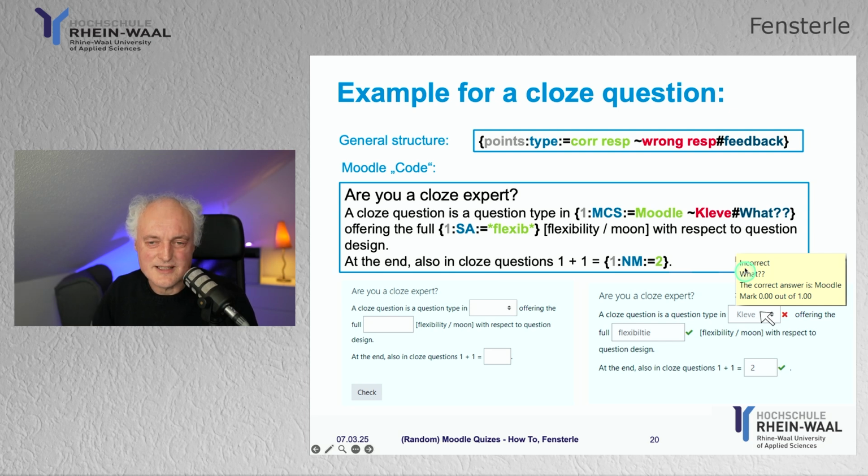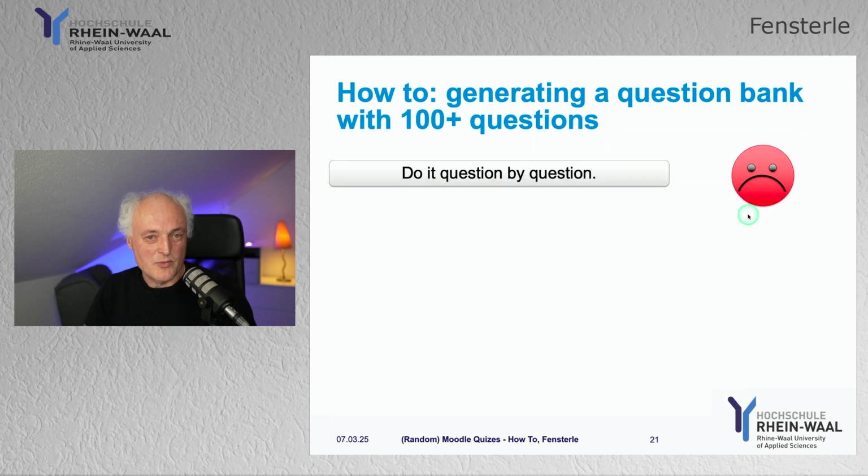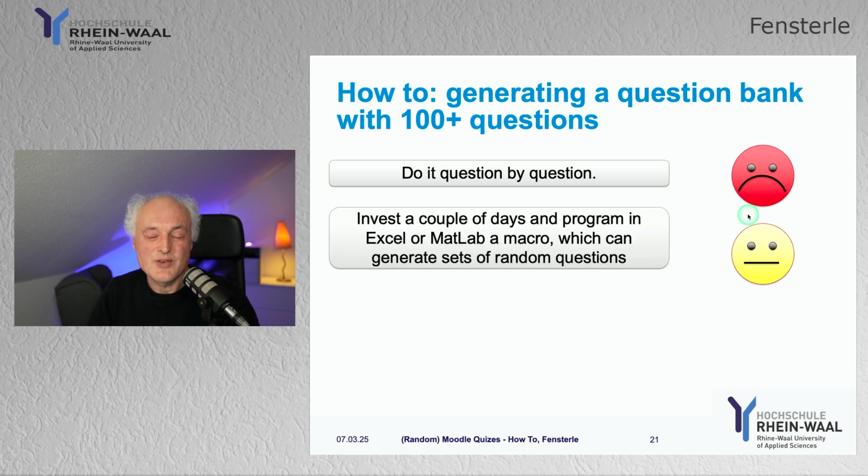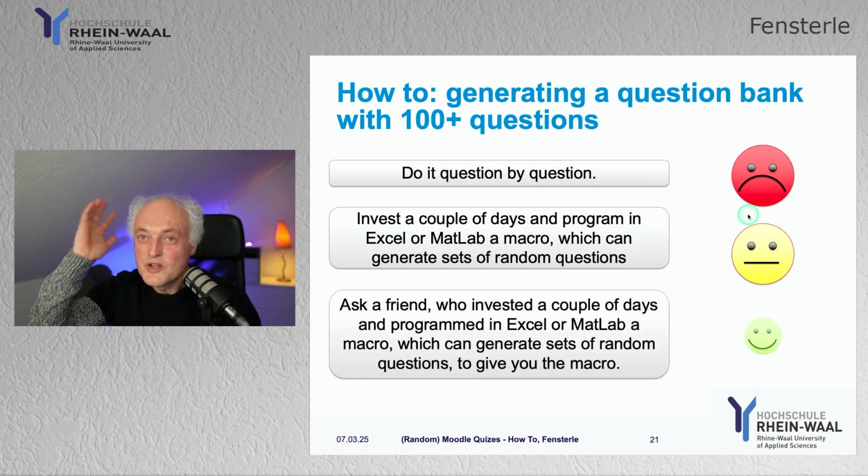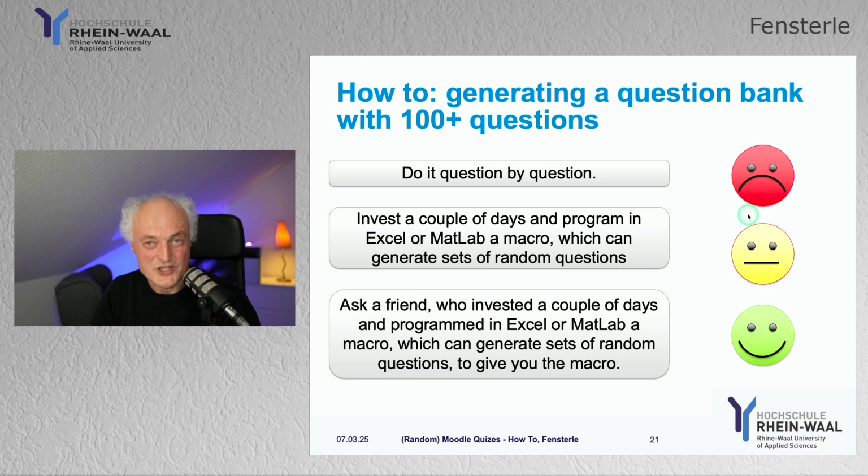You can get this as a message. Of course, you can put more meaningful text there. If you want a question bank with 100 of these questions, you have to do it either question by question, or invest a couple of days in programming in XML or Python to generate this random question.